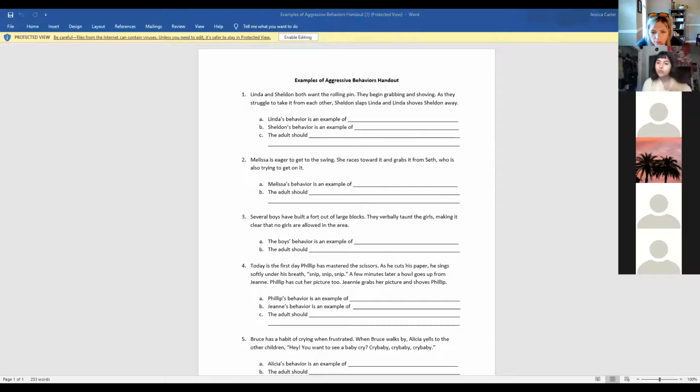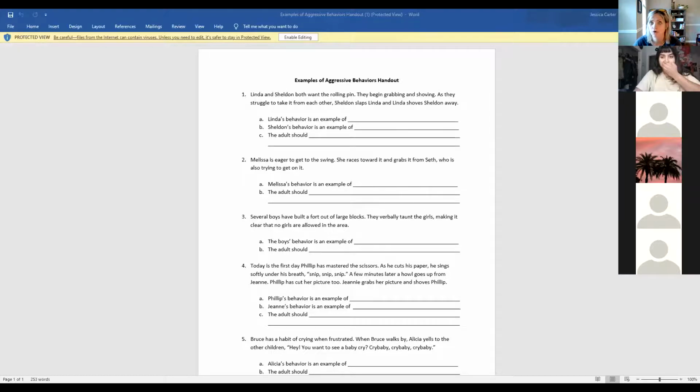And I'm going to go back to the 4 types just to kind of get a visual on them too. So I think it started in that it's instrumental initially for both of them, right? They're fighting over the rolling pin. It becomes hostile when the intent changes. And so the intent is no longer necessarily to get the rolling pin. The intent is to hurt one another. And we might say that Sheldon slapping her was hostile.